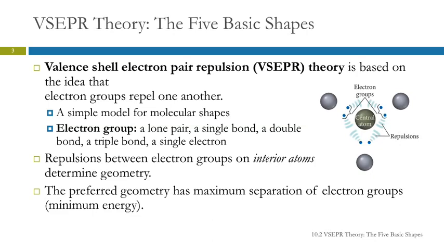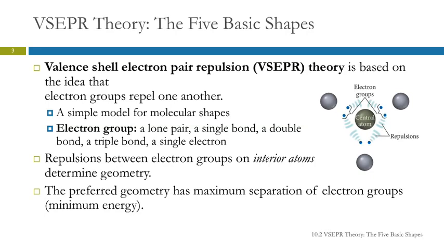We need to understand what is an electron group. An electron group is not the same as a pair of electrons. It's not an electron pair, it's a group. It could be more than 2 electrons. So a lone pair is an electron group. A single bond is a group. A double bond is 1 electron group. A triple bond is 1 electron group. Or a single electron, like you would find in a free radical, is 1 electron group. So we're looking at groups and how they would repel each other.